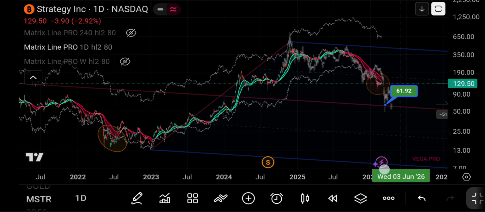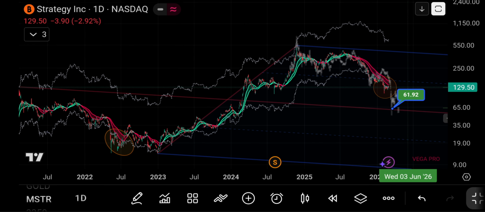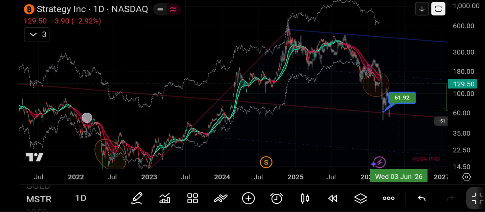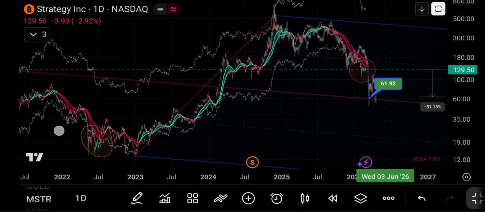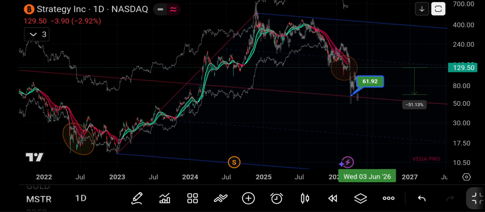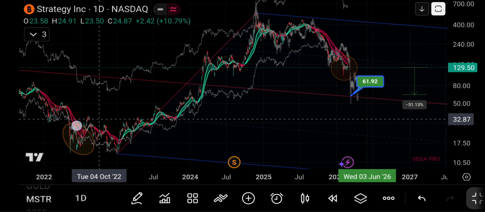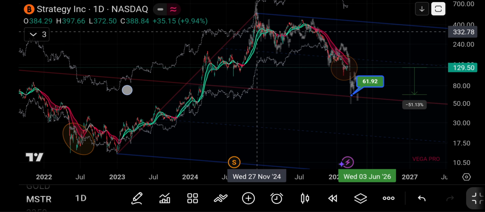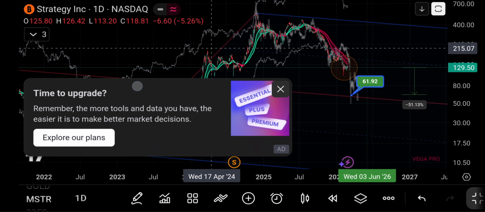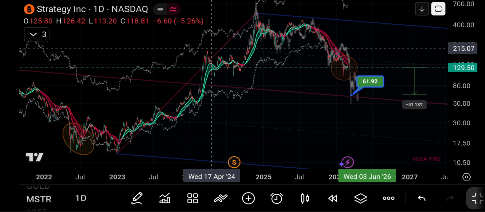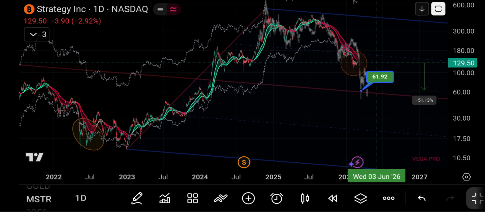So again, for those proponents of the M-NAV analysis, you will be able to watch it on this channel. But again, the extremes are the ones that matter. The intermediate and the middle, not so much. So this is something different. You can see this price movement.